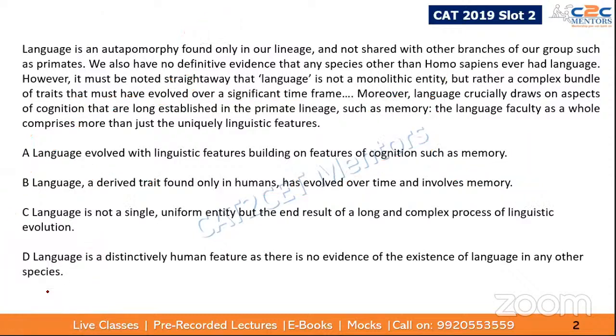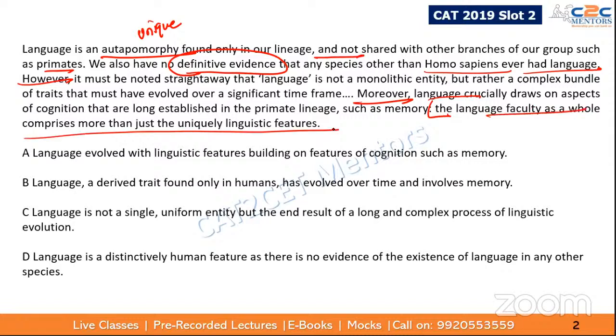Now, if you just want to read this very quickly, we can read this. Language is an autapomorphy, right? Autapomorphy means unique, something that doesn't have any kind of substitute. You can read this. And not shared with other branches of the group such as primates. Okay, we also have no definitive evidence, keyword, that any species other than Homo sapiens ever had language. We have read this. Moreover, we have read. Almost, here we have read. The language faculty as a whole comprises more than just the uniquely linguistic feature, right? Language is a distinctively human feature.